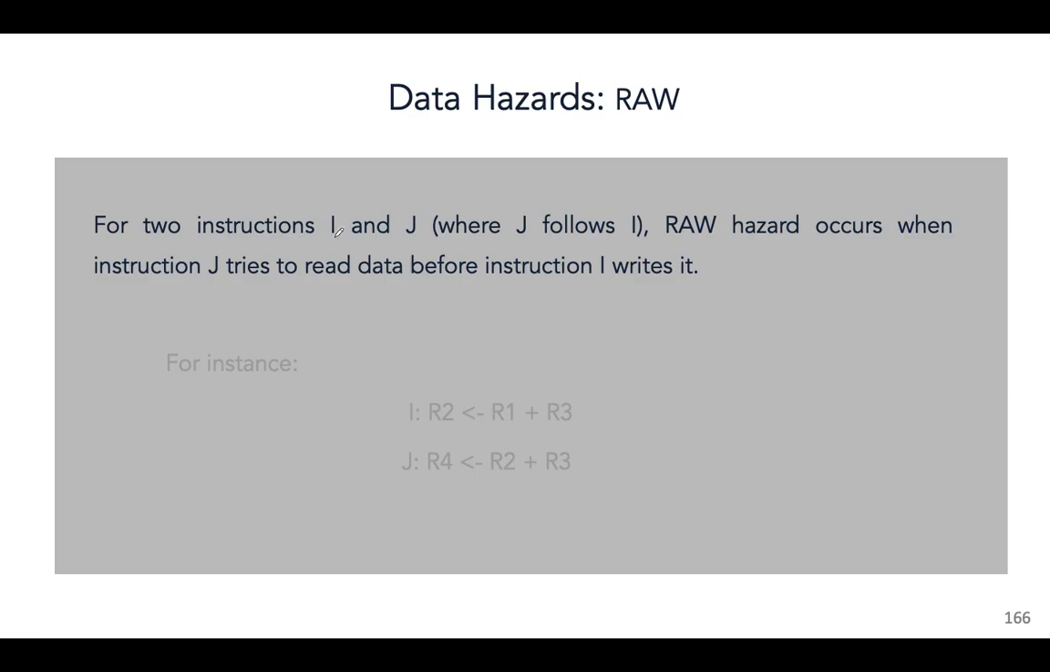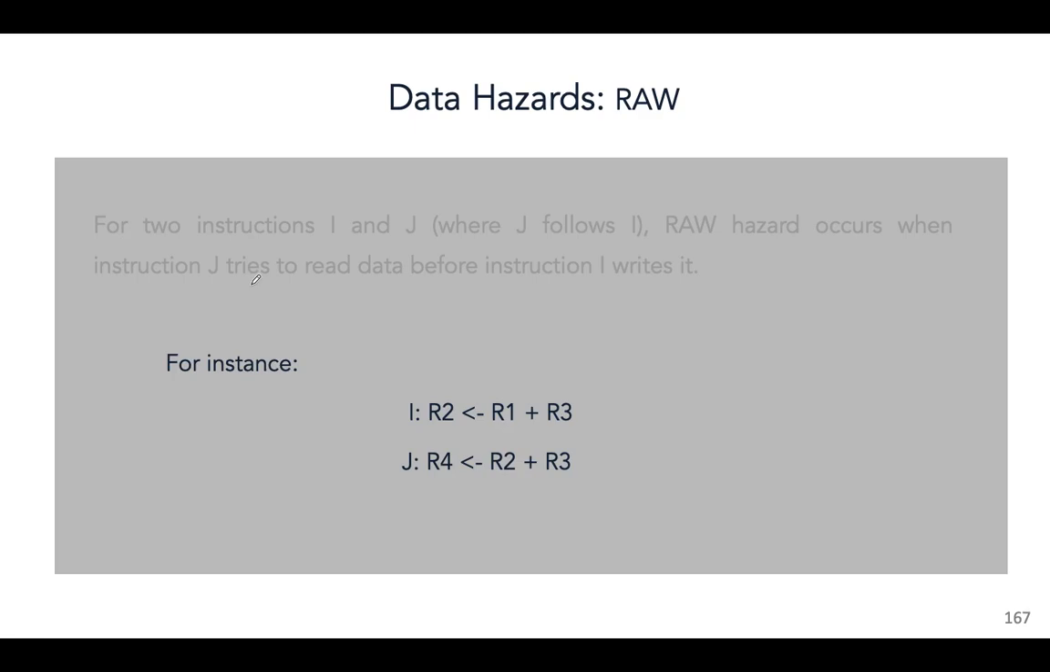Now, if we have two instructions I and J, I comes first, J comes second. RAW hazard occurs when instruction J tries to read data before instruction I writes it. So it's clear from the name itself, read after write. When J tries to read data before I has written it.